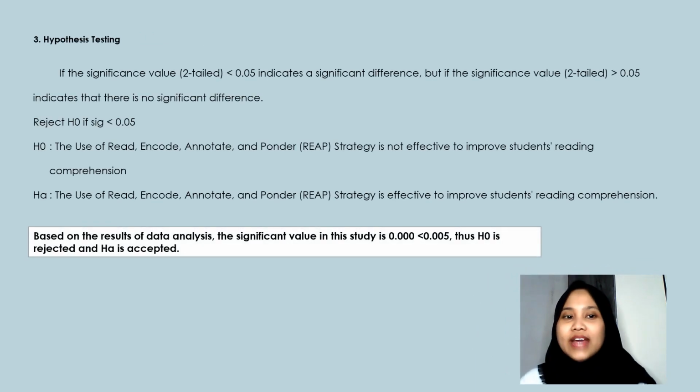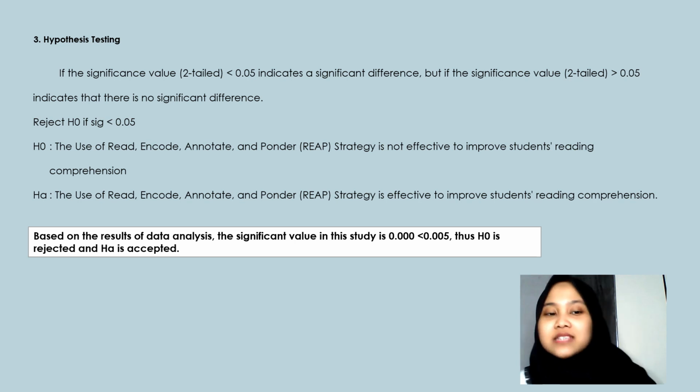Next is number 3, hypothesis testing. If the significance value is smaller than 0.05, it indicates a significant difference. But if the significance value is bigger than 0.05, it indicates that there is no significant difference. Reject HO if the value is smaller than 0.05.